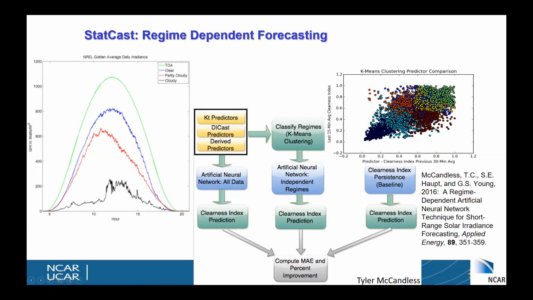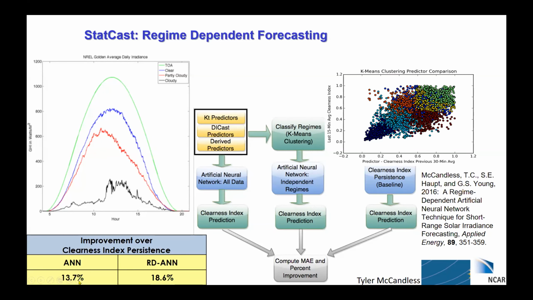So when we cluster, we ended up finding that there were discernible clusters where, when we plot the clusters in phase space, they kind of made sense, even though we had done the clustering totally using a k-means clustering method. And when we looked at the results, first of all, the artificial neural network showed a 13.7% improvement over the persistence. But when we classified into regimes, we gained another 5%.